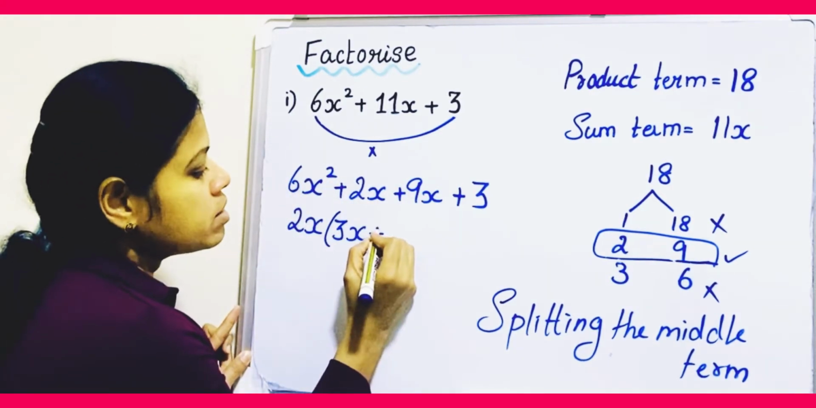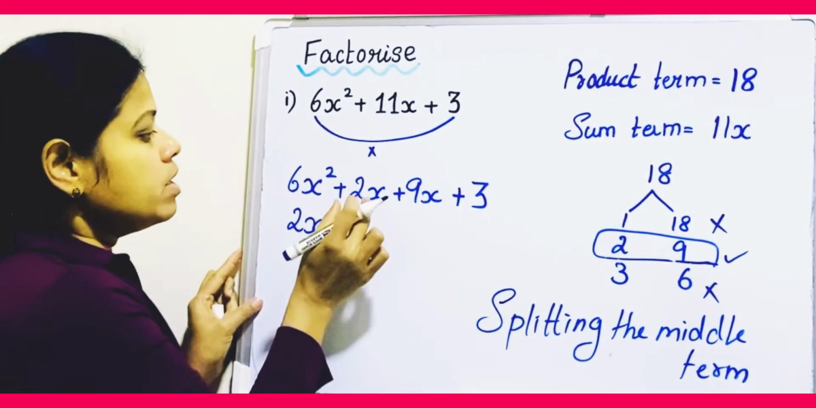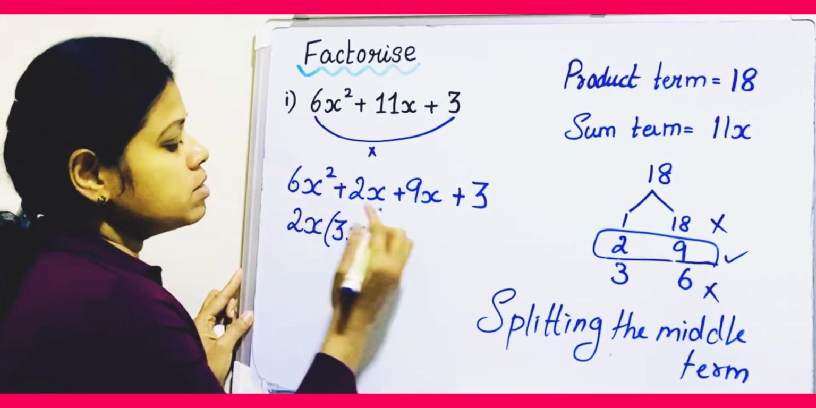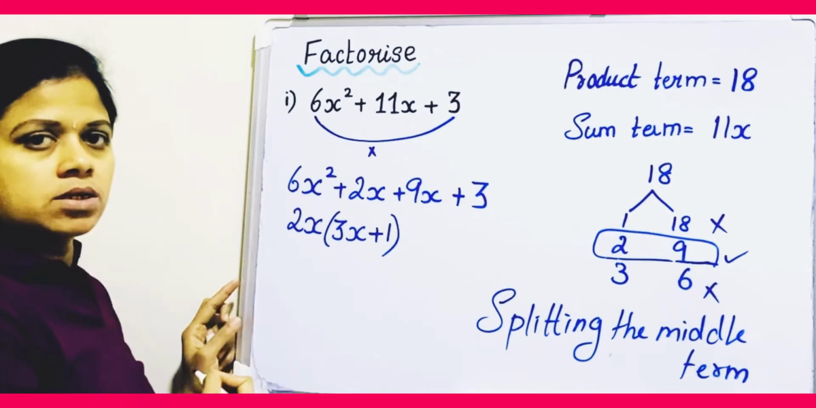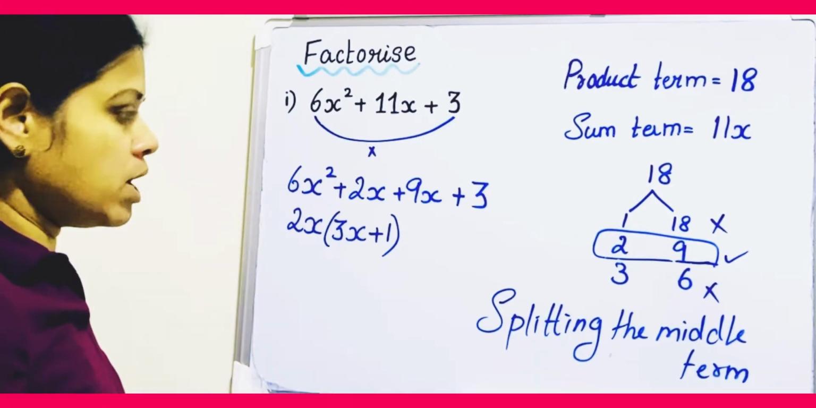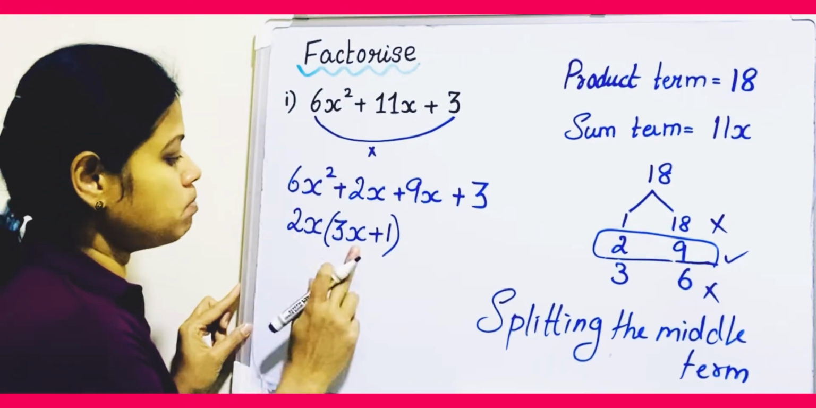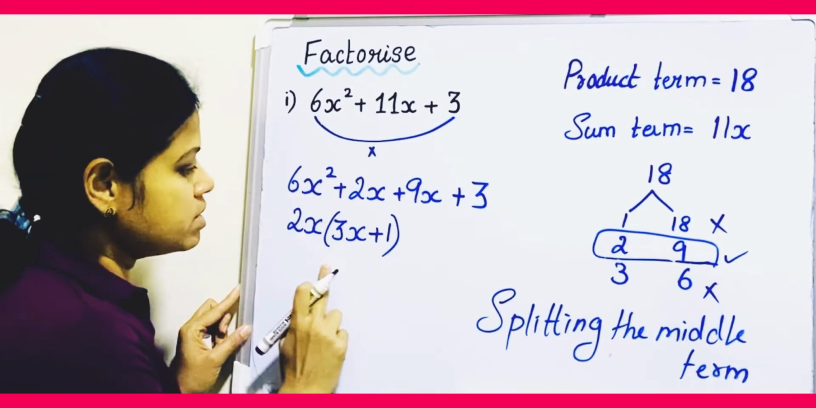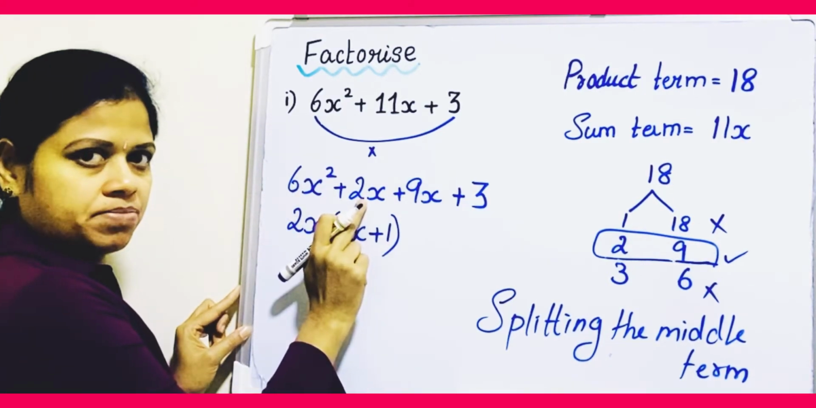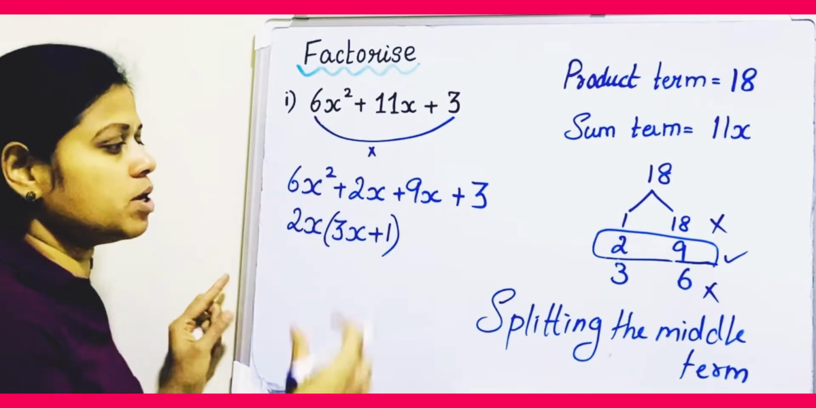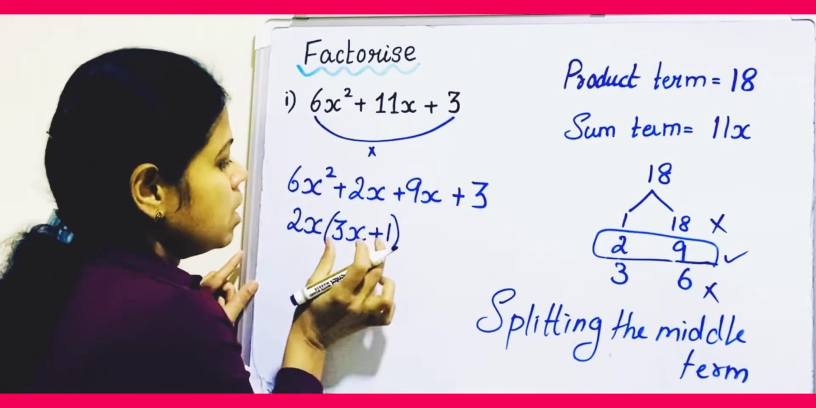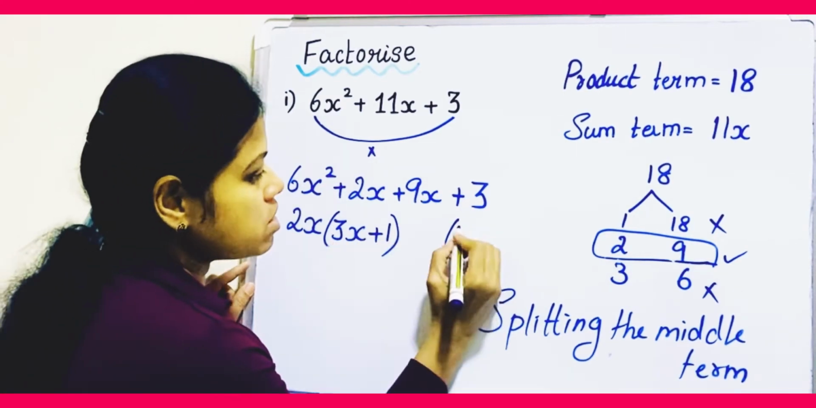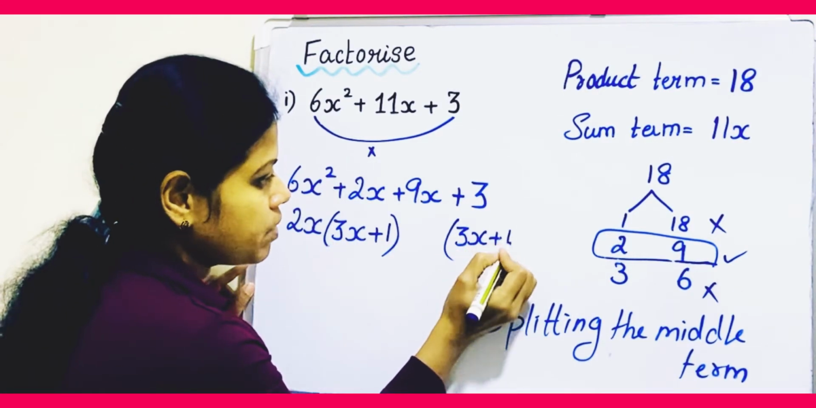Then come to the second term. Here 2x we have already taken outside, so the remaining is only 1. You can verify whether your answer is correct just by multiplying. If you multiply these two, you have to get the first term. Then if you multiply these two, you have to get the second term. If it is correct, then you can move on to the next. Take this same bracket, whatever you got here, 3x plus 1, and write it here.